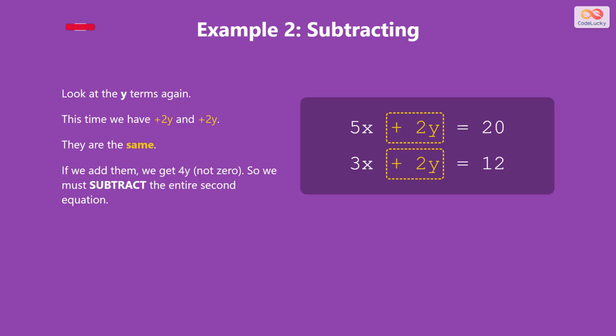Now let's look at a second example where adding won't work. Here we have 5x plus 2y equals 20 and 3x plus 2y equals 12. Notice the y terms are identical, positive 2y and positive 2y. If we added them, we would get 4y, which doesn't help. So, we must subtract.